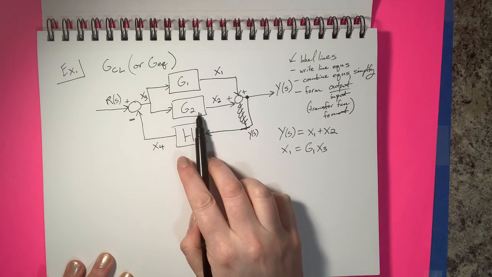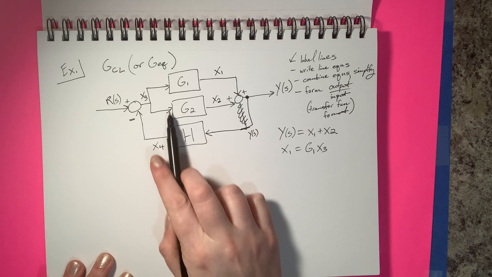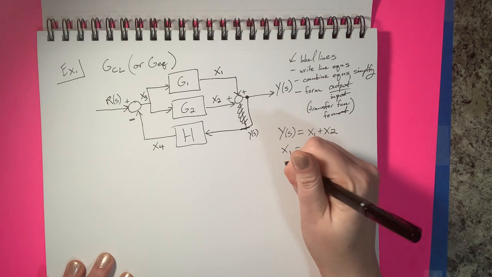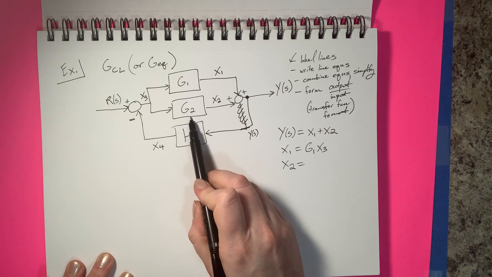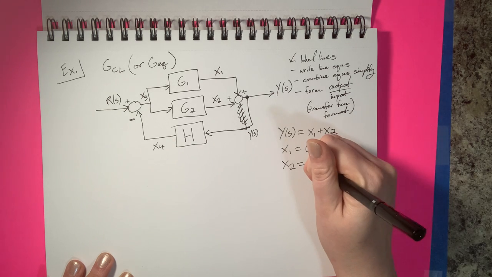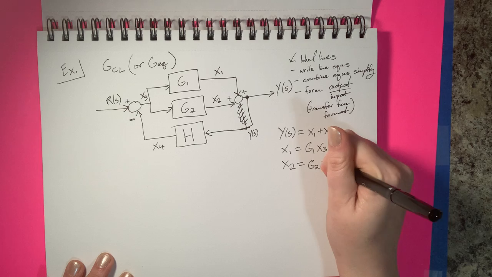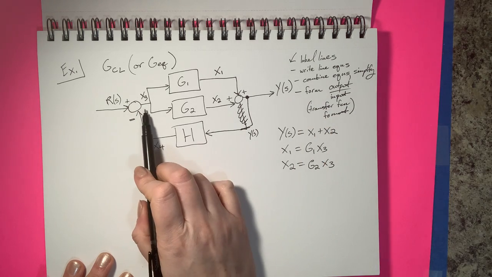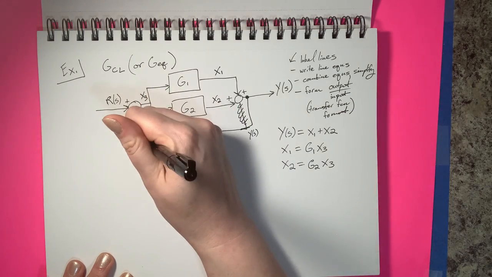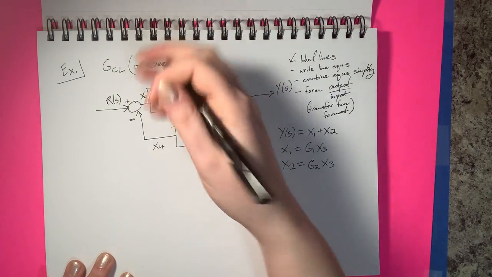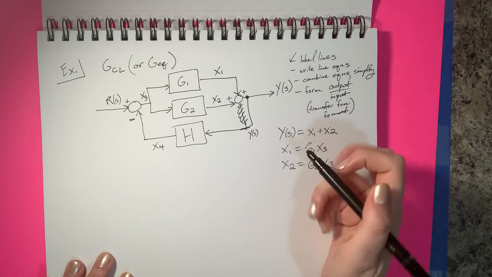We'll apply that same technique to g2. g2 looks very similar. We have an output of x2, and we have g2 operating on the signal x3. Alright, so again, you can do any order. Just make sure you cover everything. It may be helpful to put little check marks or something when you know you've already written the equation.